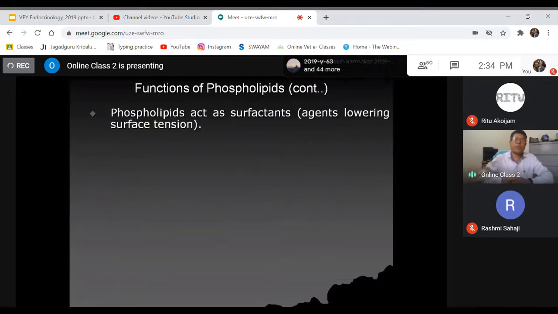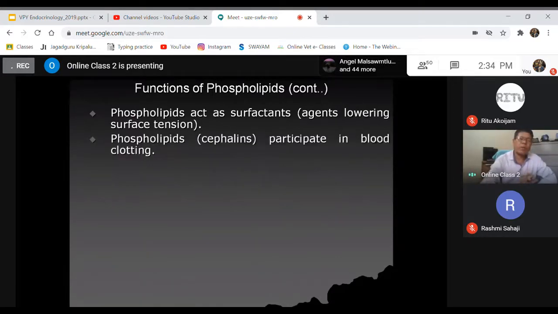Phospholipids act as surfactants, agents lowering the surface tension. This is one function. Then one phospholipid, the cephalins, participates in blood clotting. You have to remember this one because this is a very rare case. In objective questions, it used to come up: which phospholipid participates in blood clotting? The answer is cephalin.